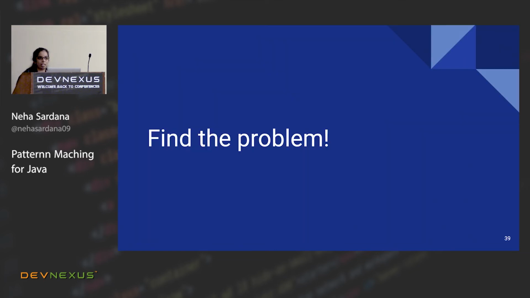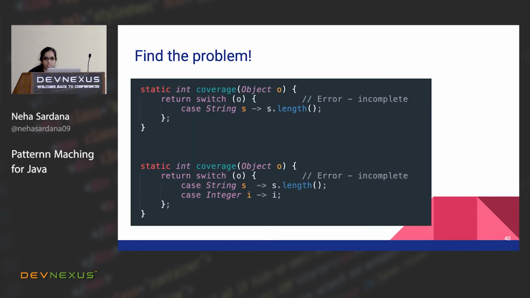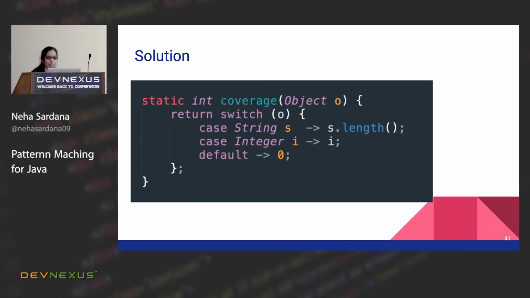Okay, now I want to wake everyone up and find the problem. Can anyone guess what's the problem with this code, both of them? Perfect, that's perfectly right. There's no default. This is a switch expression, so it's actually expecting a value. You have to define a value, and your compiler will know that this is missing a value. So you need to add a default.